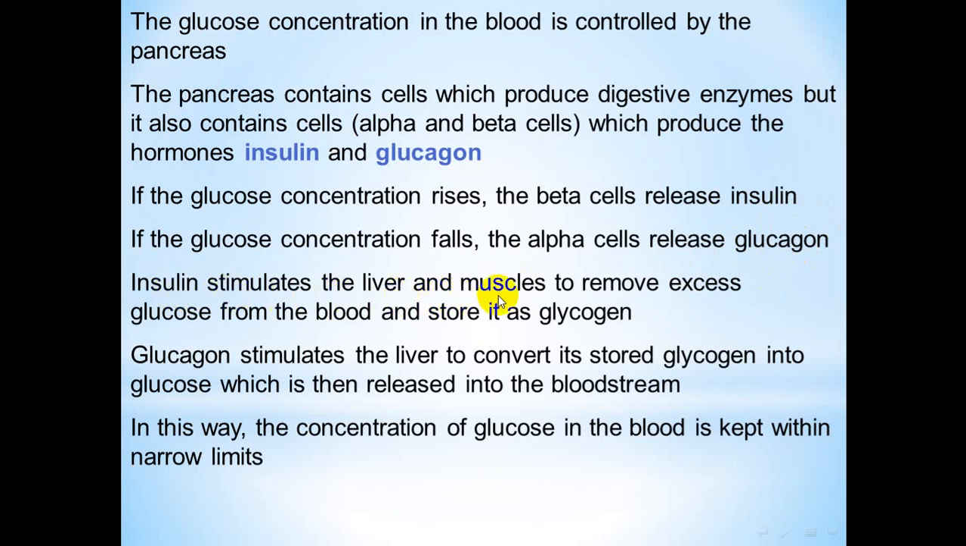Insulin stimulates the liver and muscles to remove excess glucose from the blood and store it as glycogen. And then جبنا الجلوكوز من البلد ويدخله داخل السيل بالتالي السيل هذا إذا ما محتاجة ATP راح تحول الجلوكوز من الجلايكوجين وستورز الليفر and muscle. Glucagon stimulates the liver to convert its stored glycogen into glucose, which is then released into the bloodstream. بينما الجلوكاجون راح يحفز الليفر على تكسير الجلايكوجين الموجود داخله ويوزعها بالبلاستريم. In this way, the concentration of glucose in the blood is kept within narrow limits.